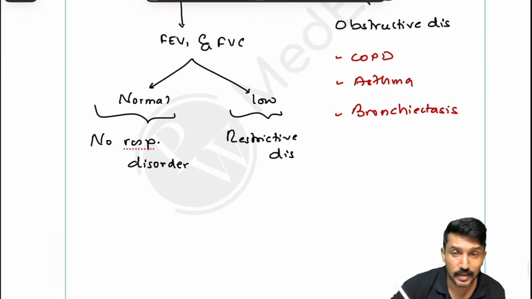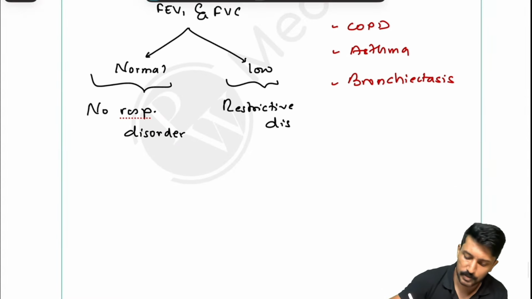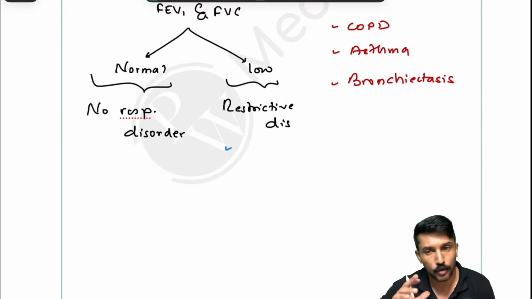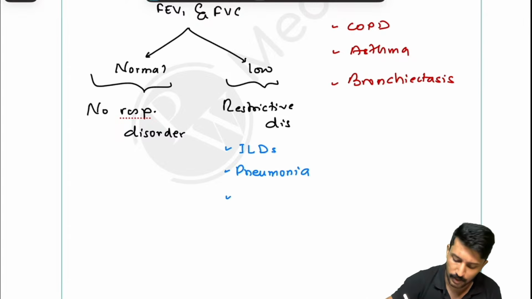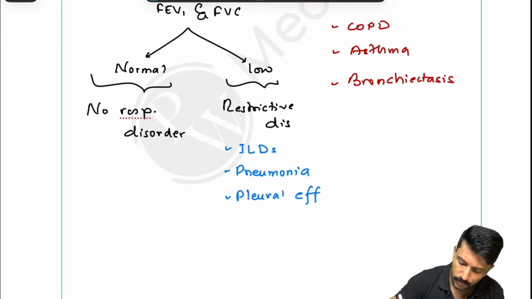So in the restrictive disorders, what comes under restrictive disorders? I can have intrapulmonary restriction and extrapulmonary restriction. Intrapulmonary restriction is mainly interstitial lung diseases, ILDs. Pneumonia can also be considered a restrictive disorder. What are the extrapulmonary ones? I can have pleural effusion, pneumothorax. These are all going to be our restrictive disorders.